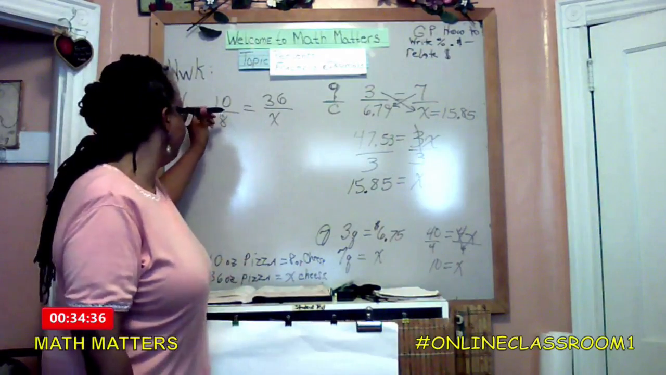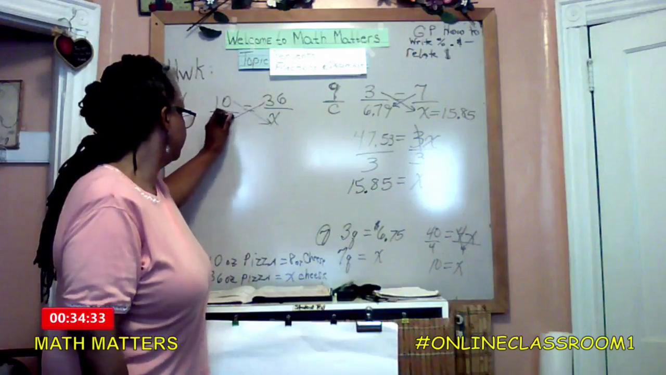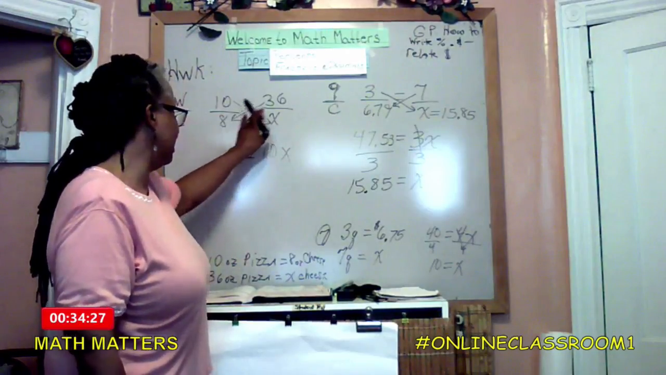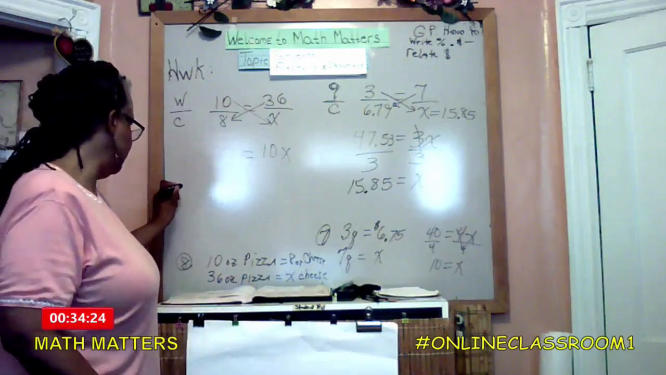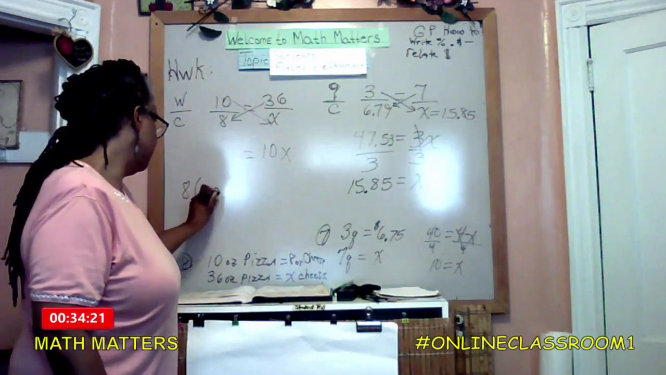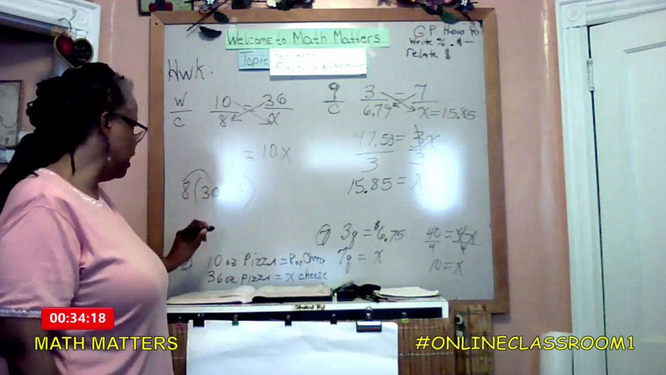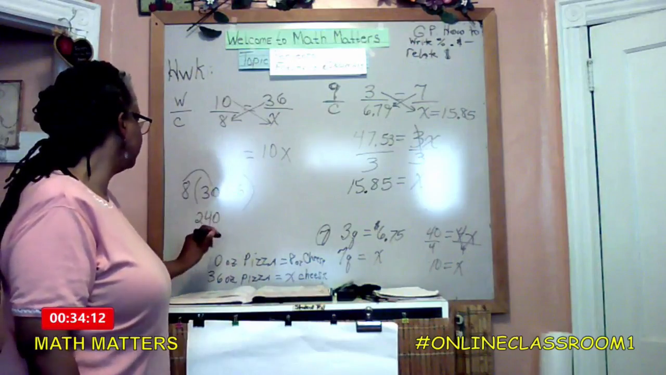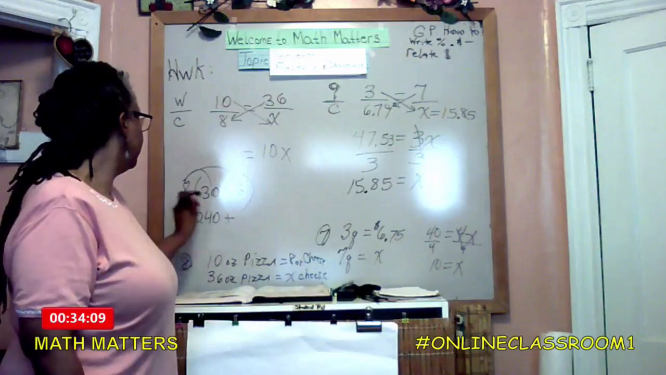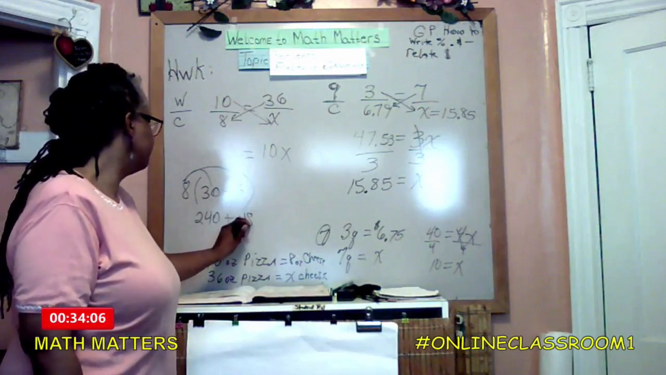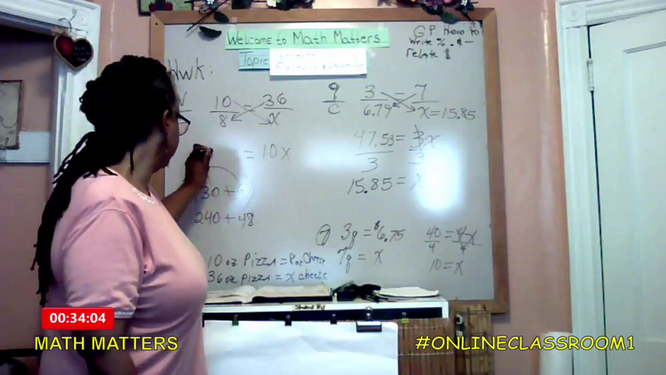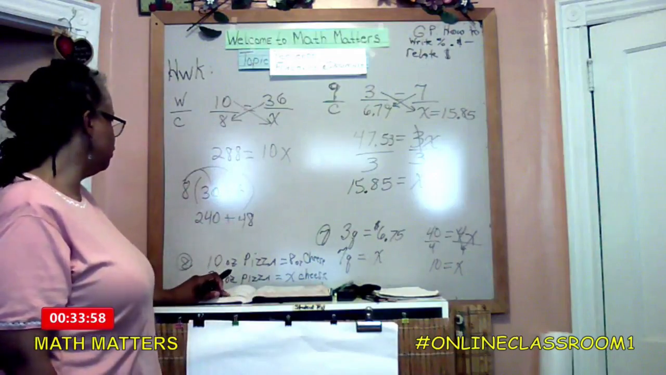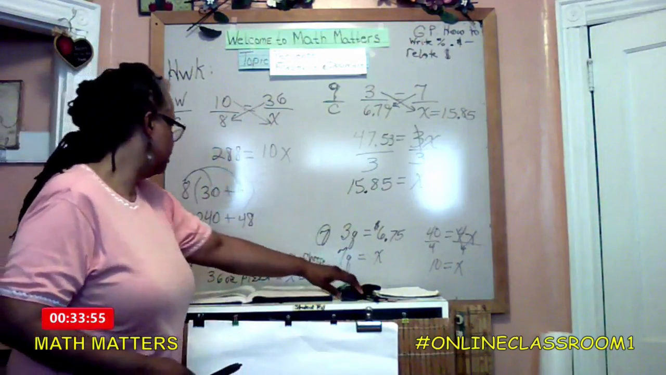Cross multiply and find out. We get 10x is equal to, once again, 8 times 36, distributive property. 8 times 30 plus 6. 8 times 30 is 8 times 3 is 24, and attach a 0. Plus 8 times 6 is 48. Add the two together, and we get 288. Yep, 288 is equal to 10x.